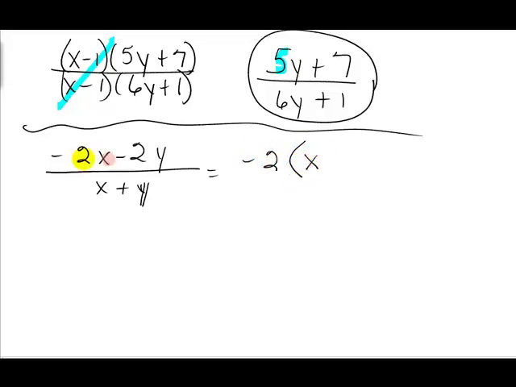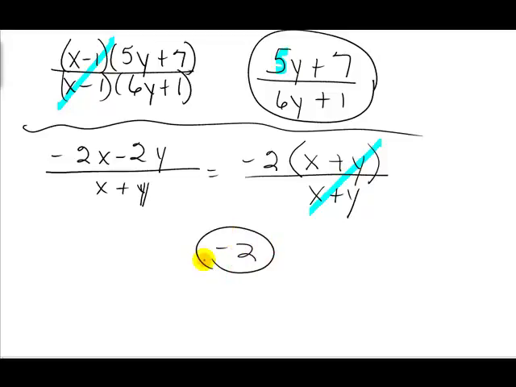Negative 2 times x gives us negative 2x, and negative 2 times a positive y gives me that negative 2y. All of this is over x plus y. These 2 cancel, so I'm left with the negative 2 as my answer.